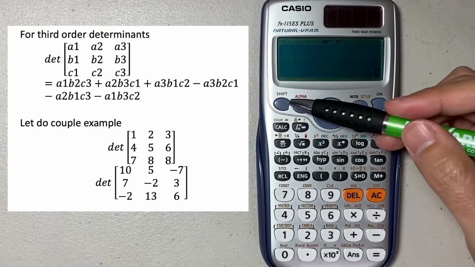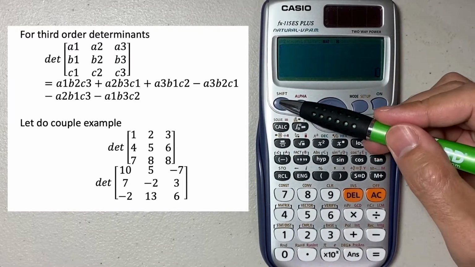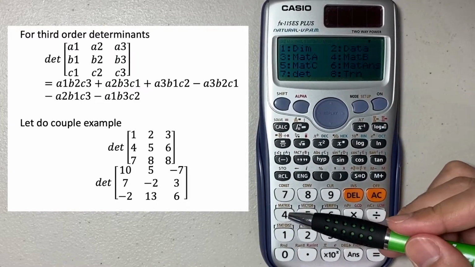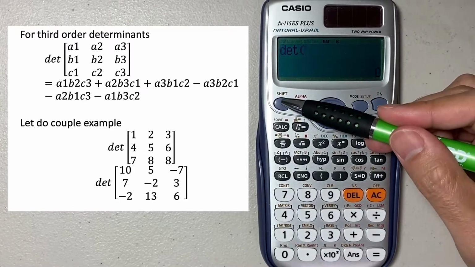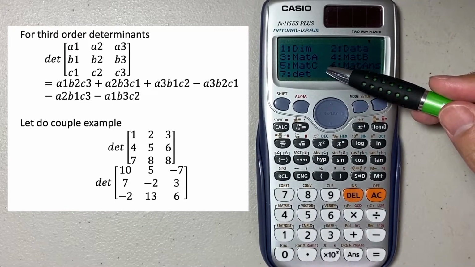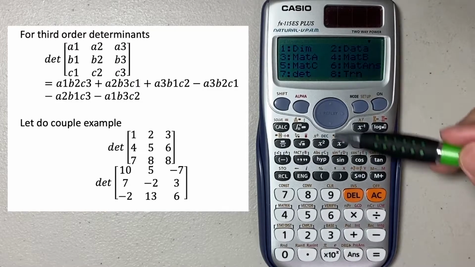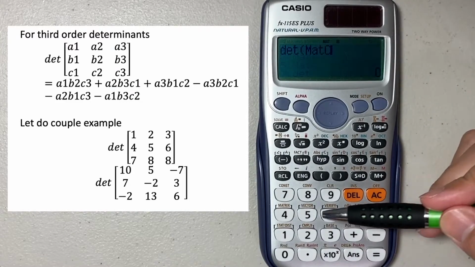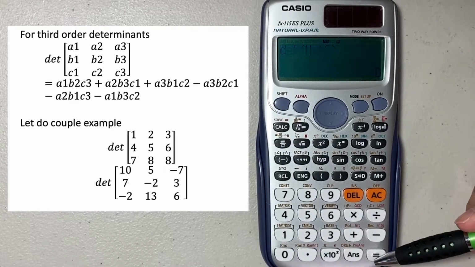And then we go to find the determinant of this 3 by 3 matrix. So we're going to shift, matrix, and then go to number 7, which is the determinant. So we're going to shift again, matrix. And here we know that we stored the 3 by 3 in number 5, which is matrix C. So just click 5, and there you go. You have the determinant of matrix C as 0.